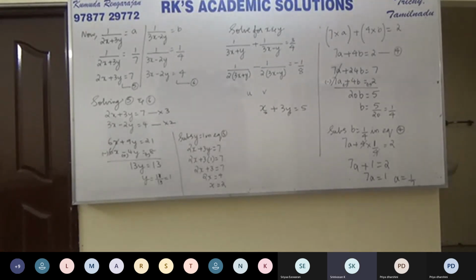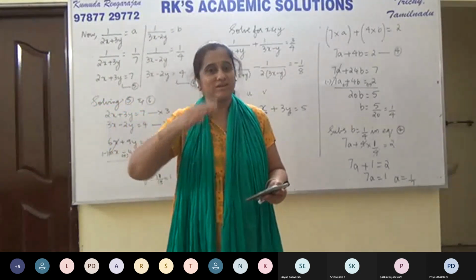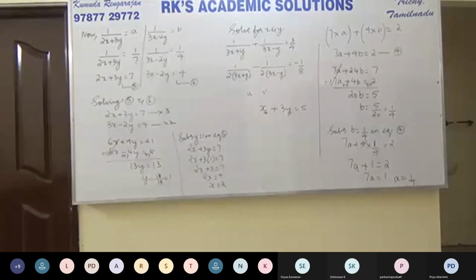Ma'am, the second picture, the value of u looks incorrect. Oh, one minute. I'm happy you made a mistake. You're right, but the last step is incorrect. u is 1? The step before that is perfect, but u is not 1 from there. Okay. Check.